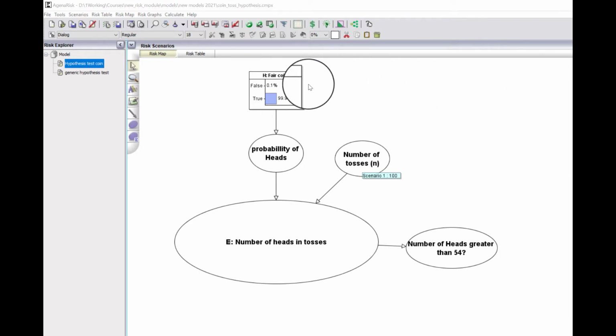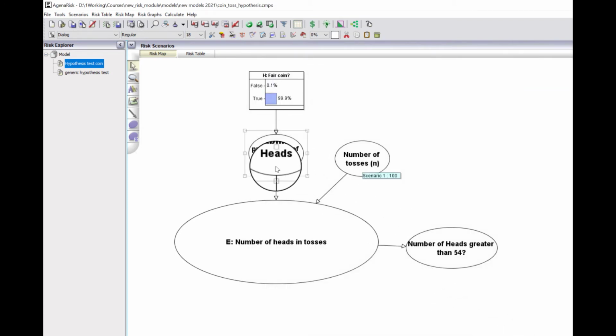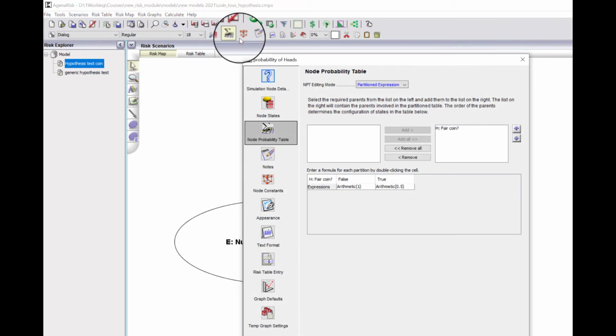Here's the model. Let's see how it's defined. First of all, how is the fair coin defined? Well, the prior probability there is 1 over 1,000 that it's false and 999 over 1,000 that it's true. Probability of heads is defined as 1 if it's false and 0.5 if it's true.